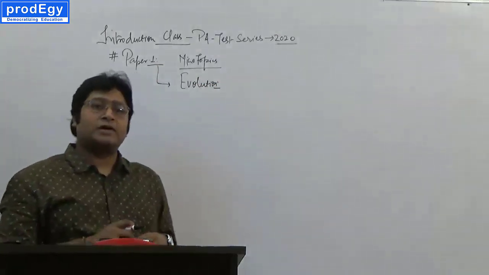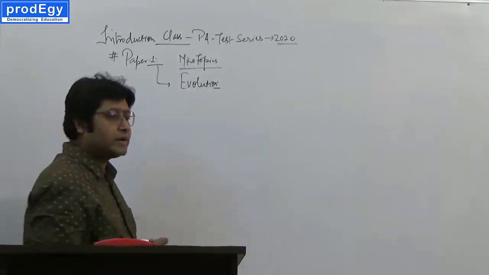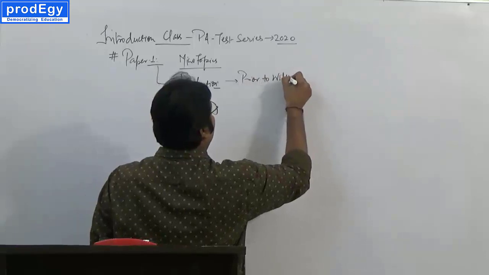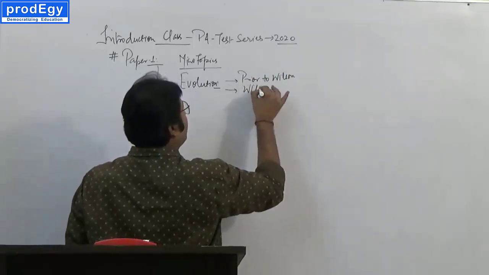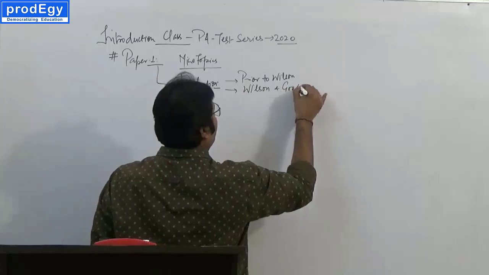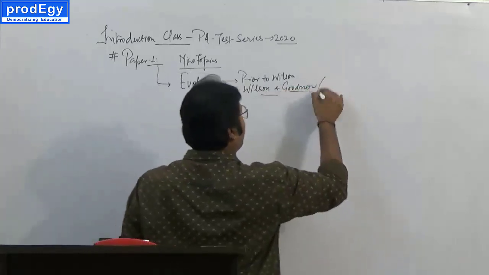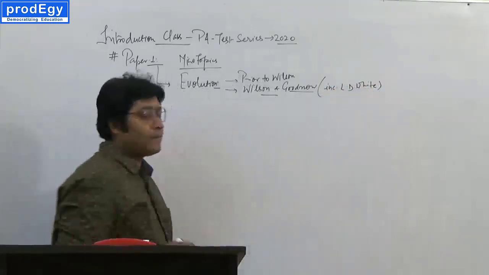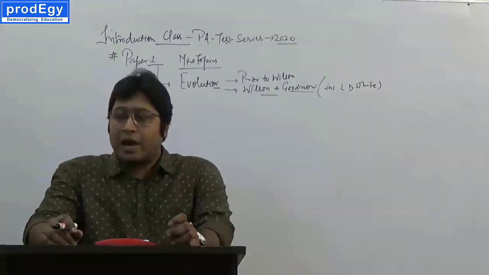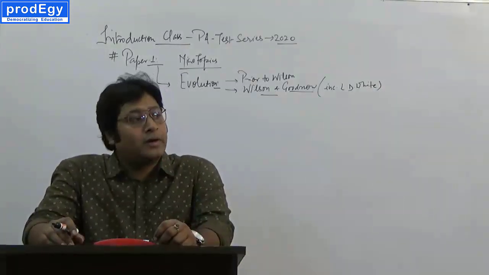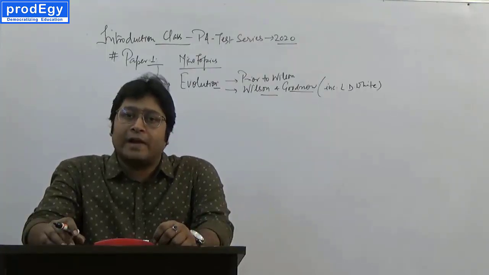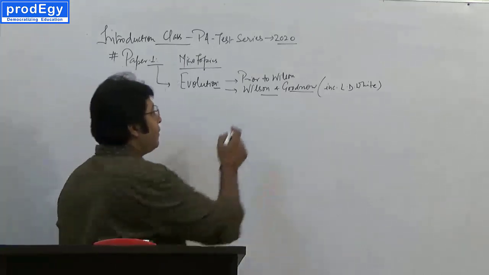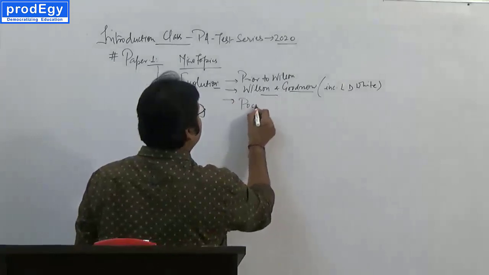Right? So evolution you have to understand in the broader context, starting from, let's say, prior to Wilson, what were the aspects of evolution? Do we actually attribute the evolution of public administration to the developments which happened before Wilson actually entered into the scene? Right? So, and you have to understand the post-Wilson.